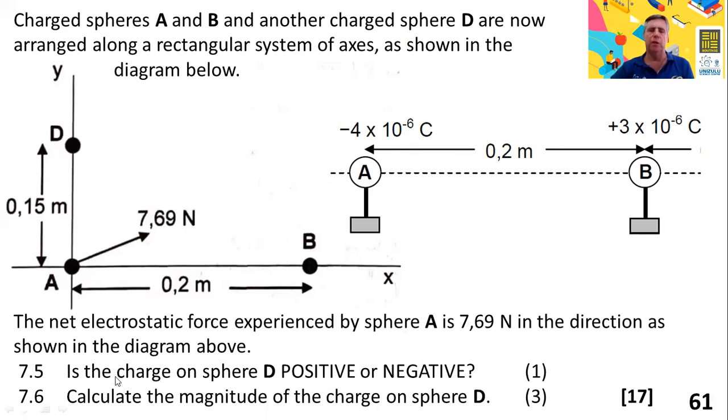First, a simple question, is the charge on D positive or negative? It must be positive because we're told that this is pulled in an upward direction. We know that A is negative. It's pulled towards B, which is positive, but it must also be pulled towards D. Otherwise, the resultant would be in a downward direction. Now, calculate the magnitude of the charge on sphere D.